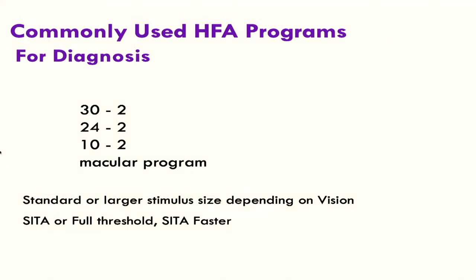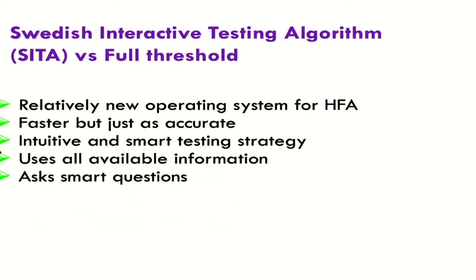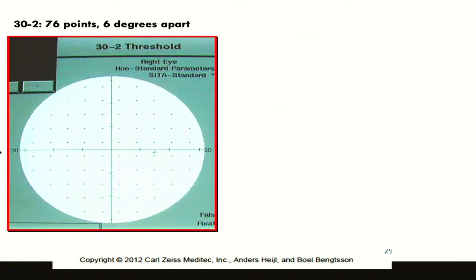So the commonly used Humphrey Visual Field Analyzer programs are 30-2, 24-2, 10-2, and Macular program. And you do use standard size stimuli, but you can use larger. And you do either a full threshold, which not many people are doing anymore, because obviously it takes time, or you do a SITA. SITA is basically a Swedish Interactive Testing Algorithm, which is relatively new. It's faster, but just as accurate, and does smart questions. So it doesn't take time for every retinal point to determine the sensitivity.